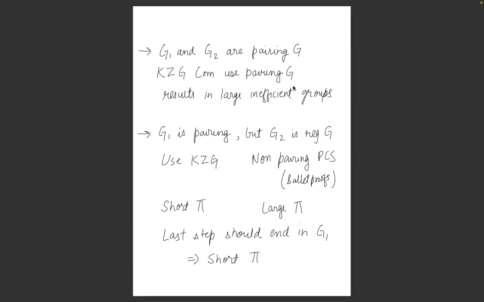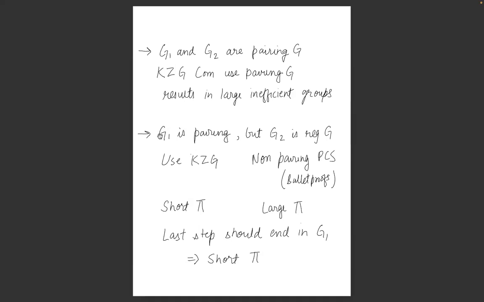inefficient proofs. These pairing groups are very large, which makes the final proof also large, and the proof is not efficient. I think the proving time is big or something. I don't know exactly why this does not result in a good proof. But yes, we don't use G1 and G2 as both pairing groups.